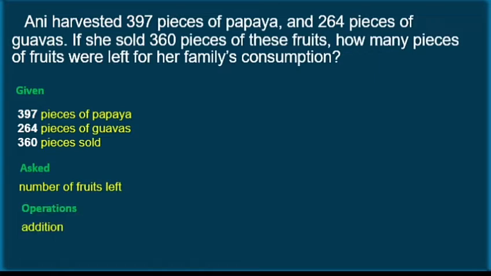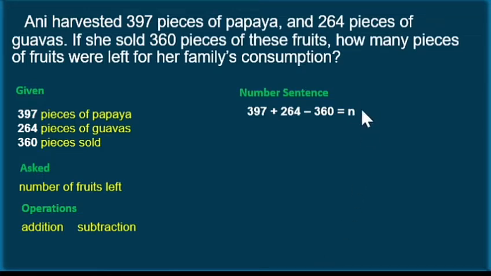Now visibly, you need to find the total number of fruits, which will involve addition, and then to find what is left, you need subtraction. Now the number sentence, it will be the sum of the fruits that you have minus the fruits that were sold, for you to find the pieces of fruit that were left for family's consumption.